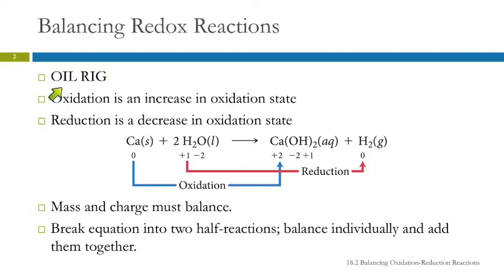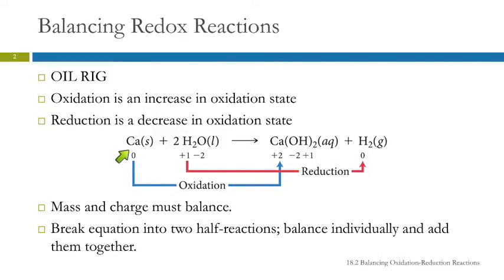OIL RIG: oxidation is loss of electrons, reduction is gain of electrons. That's one way to define it. We can also define it as oxidation is an increase in oxidation state. Reduction is a decrease or a reduction in the oxidation state. So if we look at this balanced chemical equation, calcium reacting with water, producing calcium hydroxide and hydrogen gas.